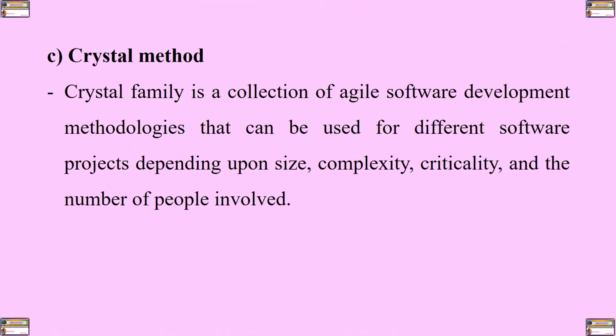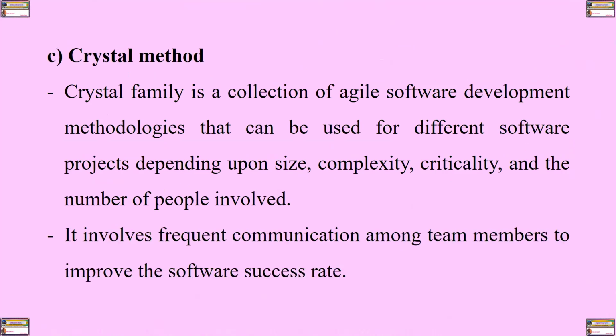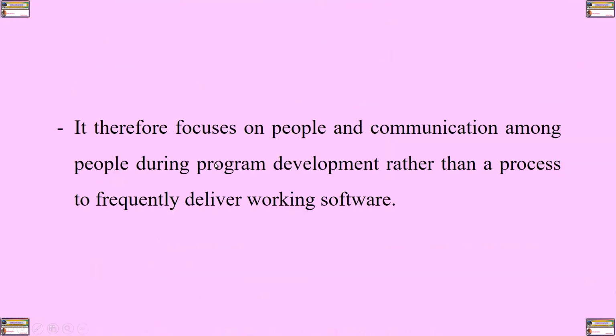Number 3 is what we call the Crystal method. The Crystal family is a collection of Agile software development methodologies that can be used for different software projects depending upon size, complexity, criticality, and the number of people involved. It involves frequent communication among team members in order to improve the software success rate. It therefore focuses on the people and the communication among people during program development rather than a process to frequently deliver working software. Number 4 is RAD.